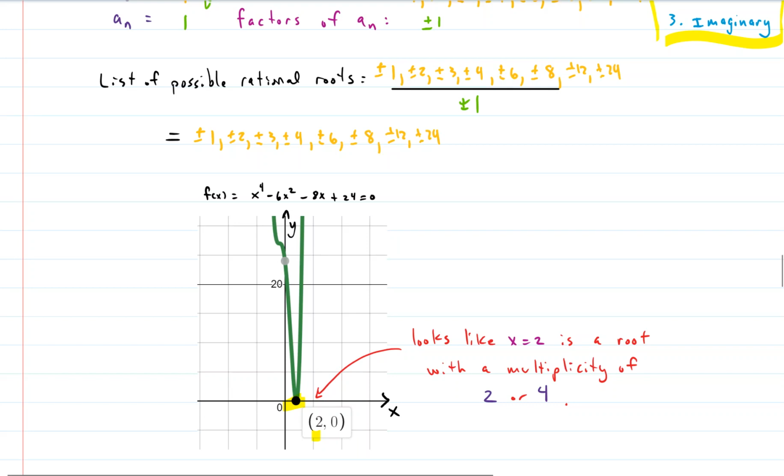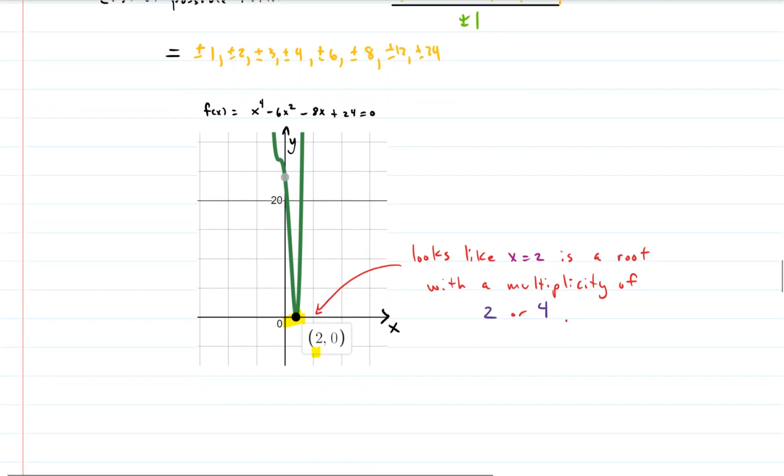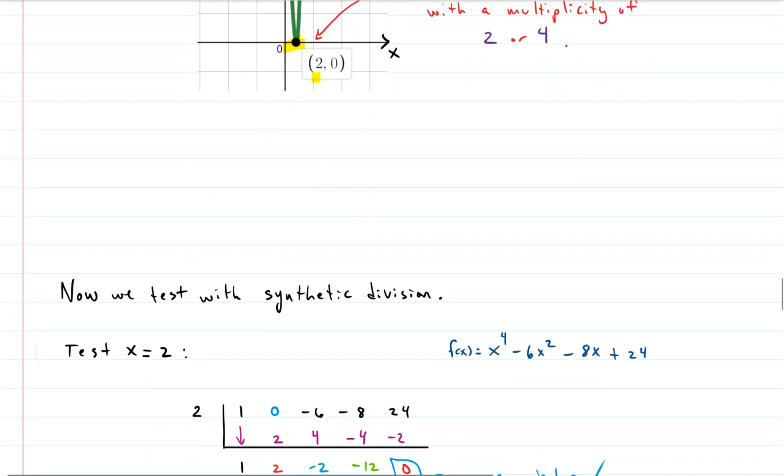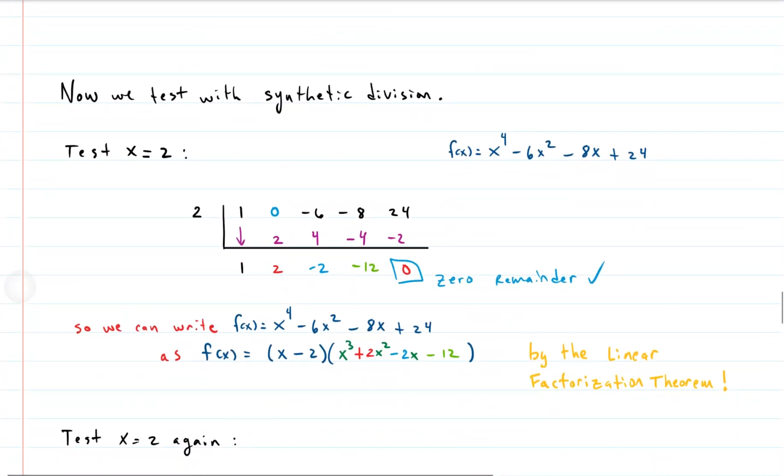Well, what did we do last time in our last example? We used synthetic division to find out if there was a 0 remainder. And if there was a 0 remainder, we knew that it was a root. So why don't we do that? Why don't we just keep testing 2's and see how many times we get 0 remainders?